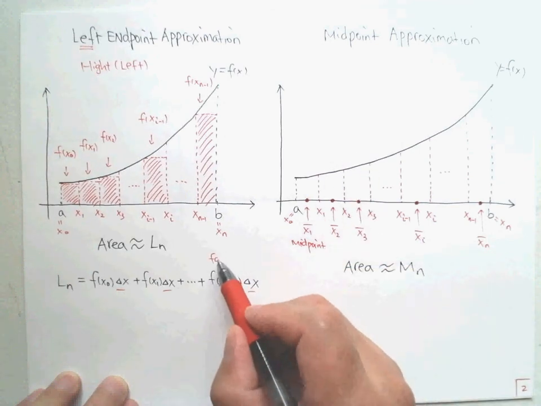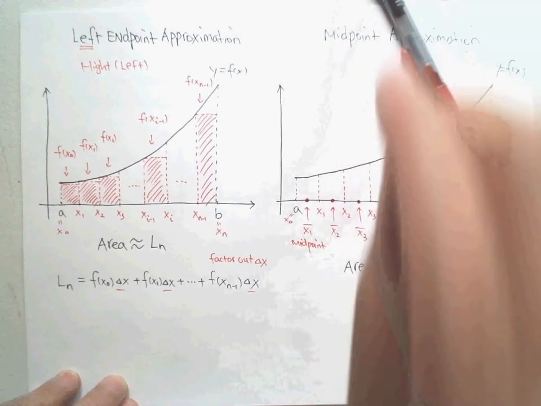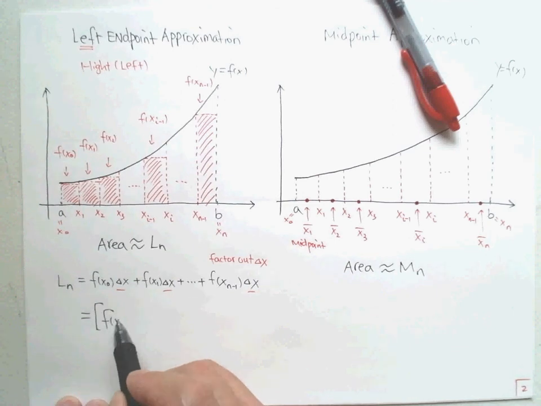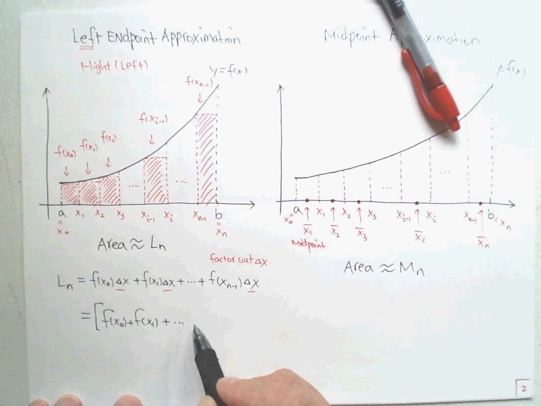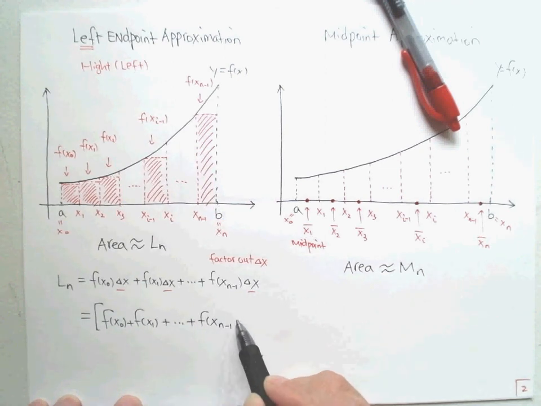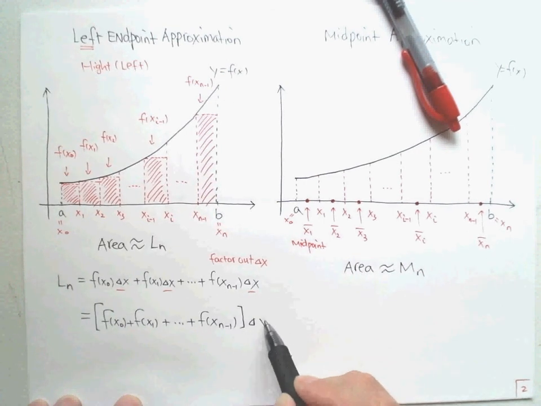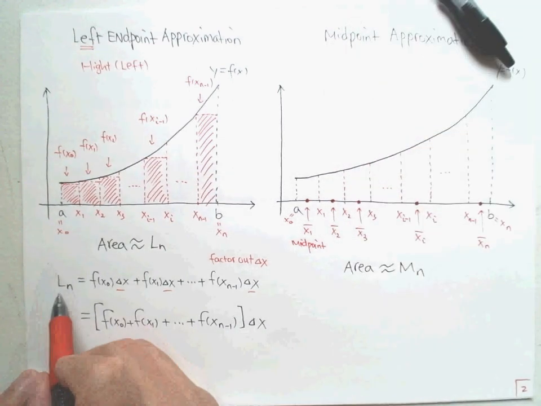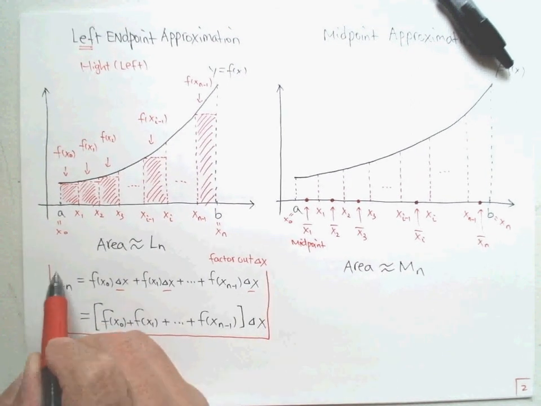We factor out delta x, and then we will have the formula. This time it goes this way: f(x0) plus f at x1, ignoring the middle, and then the last, f(x(n minus 1)), times delta x. Can you see? If I highlight, this is the second formula we formulated.